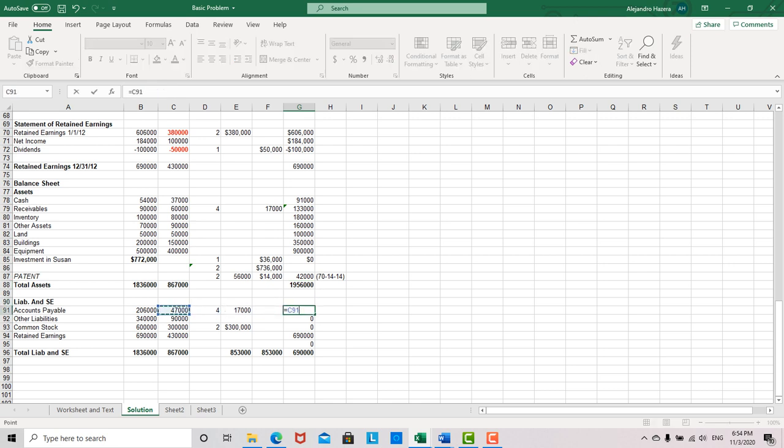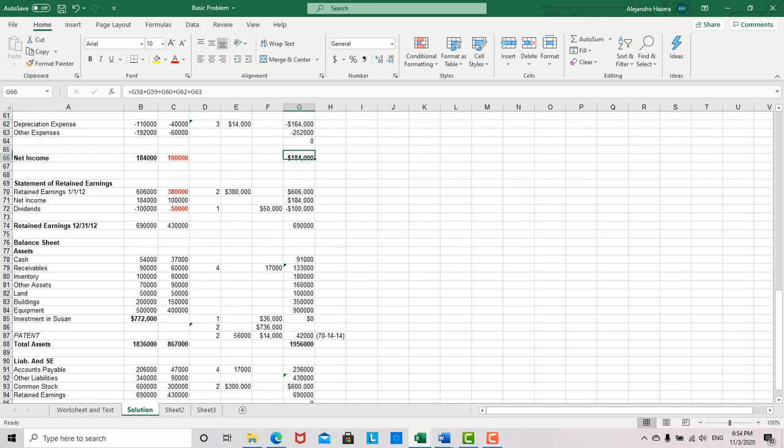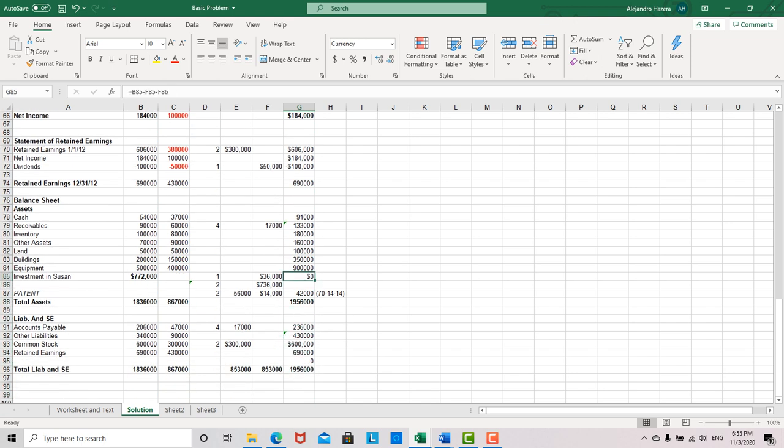Okay, accounts payable, 206 plus 47 minus 17 gives you 236. Other liabilities is the sum of these two. Common stock is the parent's common stock plus the subsidiary's common stock minus the subsidiary's common stock, because you eliminated that entry. And you've got 600,000. The retained earnings is brought down. Everything equals. So if the income's equal, which they do, go back up here. If the statement of retained earnings are the same, and if your balance sheet balances and your investment account is 0 along with your income from sub, you're fine.